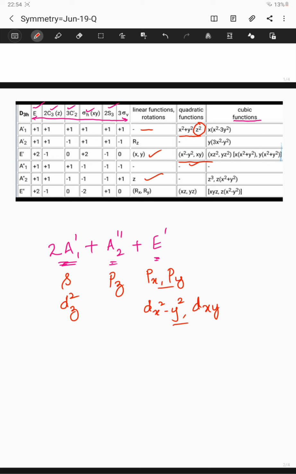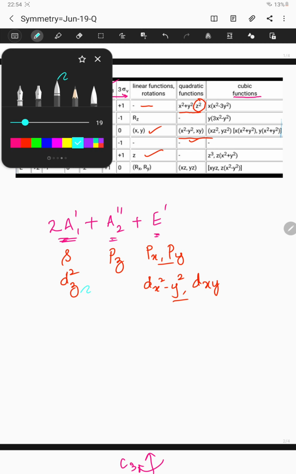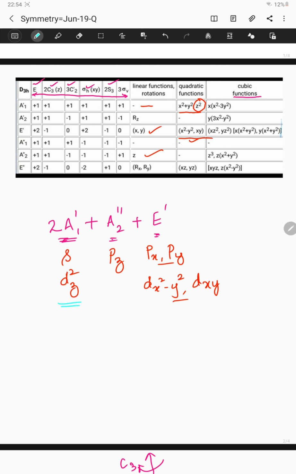For us, what we have to check is, altogether there are 5 d orbitals, and out of these 5 d orbitals, what we are able to find here is dz square can participate in the bonding, dx square minus y square and even dxy can participate in the bonding. Now this is leaving xz as well as yz. So xz and yz do not participate in sigma bonding. They are available for pi bonding. But the question is related to sigma bonding only.